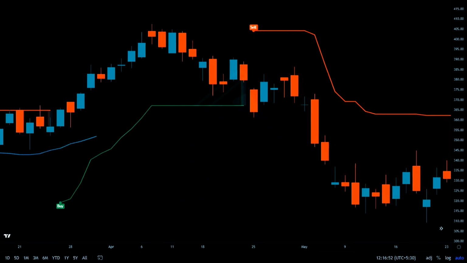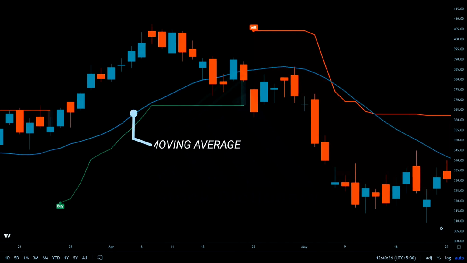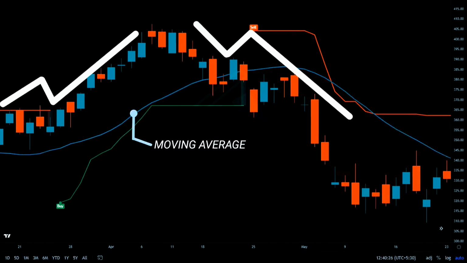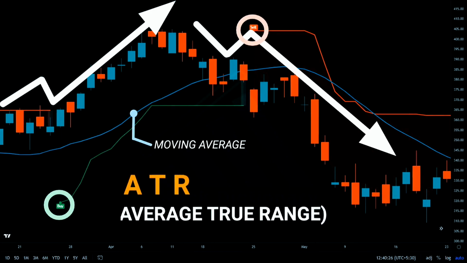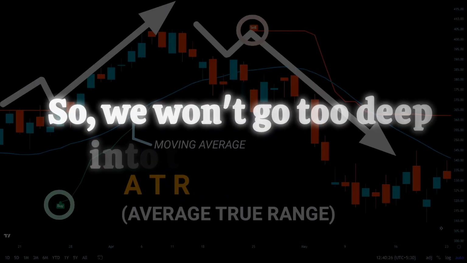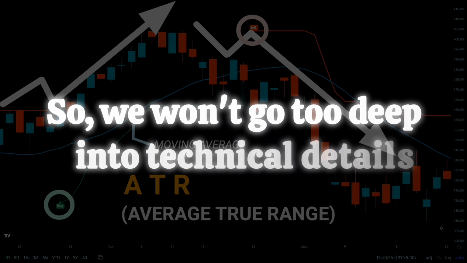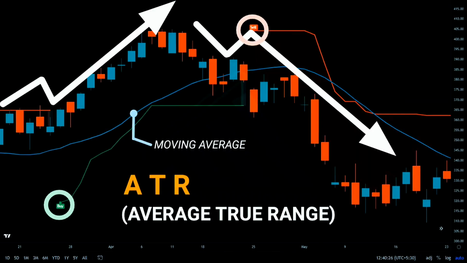The Supertrend is a trend-following indicator, similar to a moving average, that gives you specific buy and sell signals along with the market trend. The Supertrend is simple, yet highly accurate, because it is based on the average true range, ATR. So we won't go too deep into technical details, and we'll directly move to the strategy.